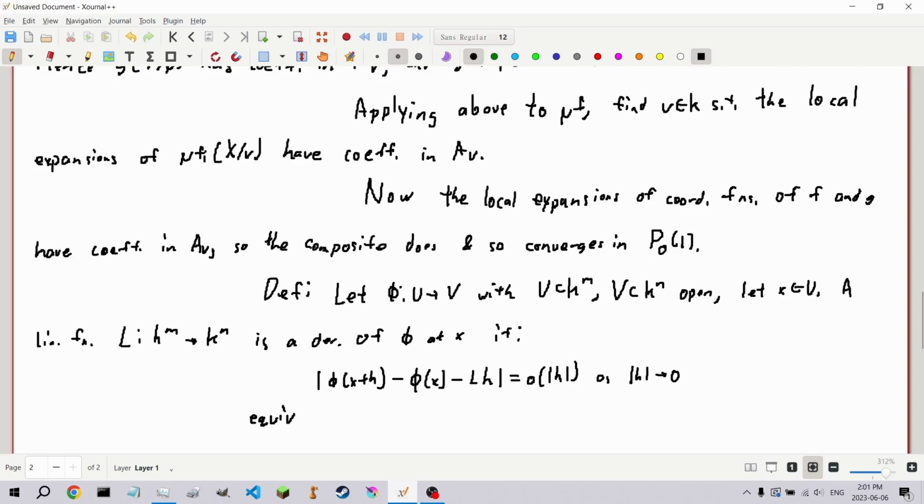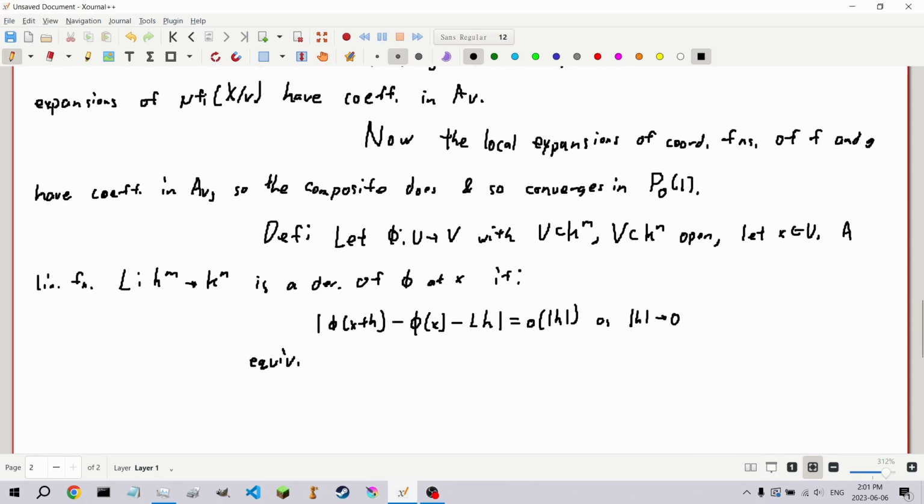or equivalently, in probably the more familiar way, the limit as the size of h goes to 0 of phi of x plus h minus phi of x minus L of h, over the size of h, goes to 0. And this is the same thing as above, just dividing both sides by the absolute value of h, not the norm.